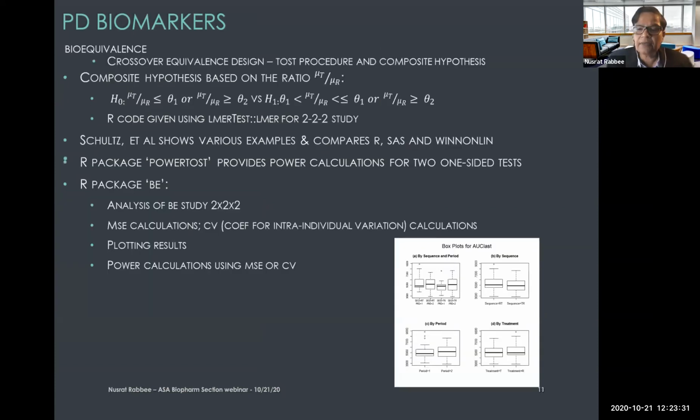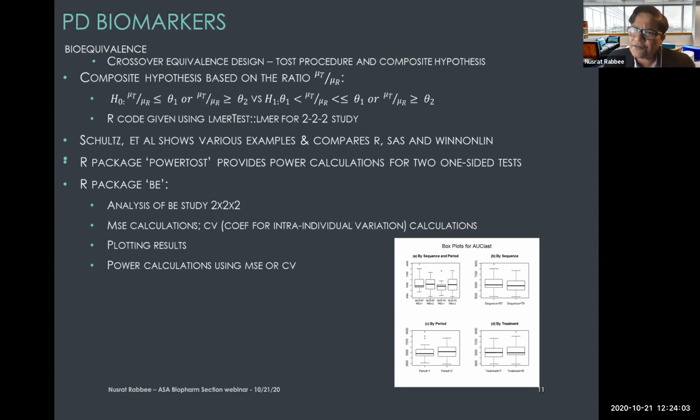The next, I go into the bioequivalence studies. Bioequivalence also comes up quite often to the biomarker biostatistician or to the early statistician to support. There are several designs there, where the designs could be parallel, multi-arm, replicate, or crossover.